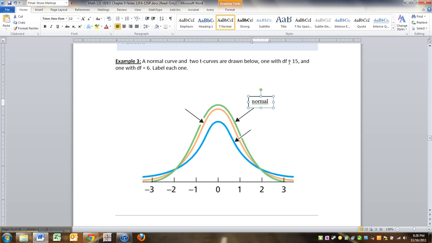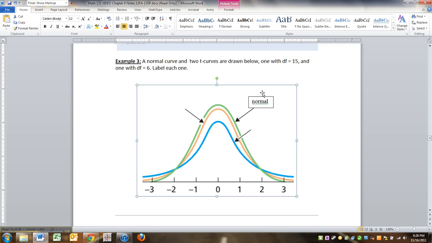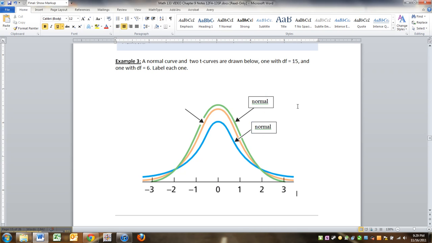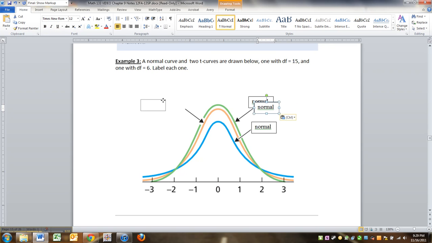One of them has degrees of freedom of 15, and one of them has degrees of freedom of 6. Okay. Well, keep in mind that the larger your sample size, the better, right? So if that's the case, then if you look at these curves, which one's closer to the green one, which is the normal one? This orange one, right? So that must have the larger sample size, which means the DF is 15. So if the DF is 15, that means that the sample size was 16 for that one.